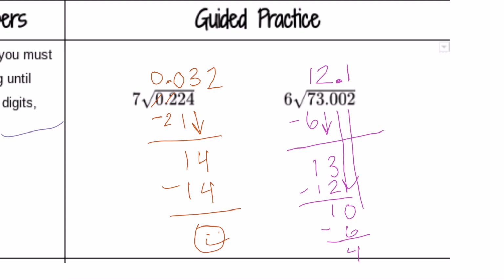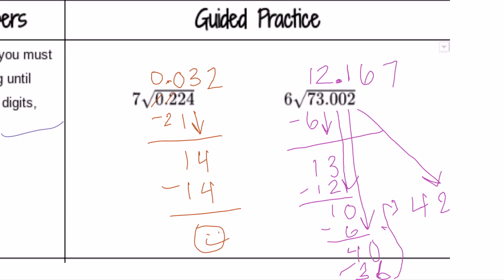Drop down the 0. 6 cannot go into 40. It can go into 36, though. 6 times 6 is 36. Oh, no. I'm going to go up here. That brings you 4. 40 minus 36 is 4. Drop down the 2. And 6 goes into 42 evenly 7 times. Remainder of 0. So you should have got 12.167.